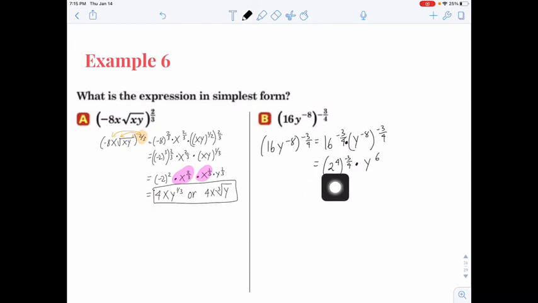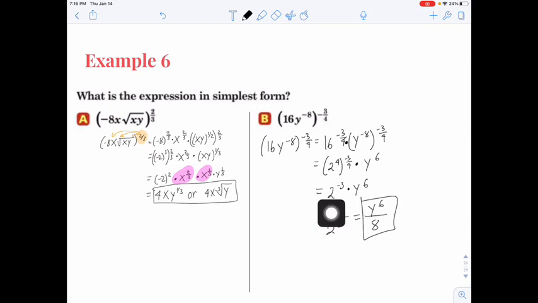So now we have 2 to the 4th raised to the negative 3/4 power times y to the negative 8 raised to the negative 3/4. We can multiply these two exponents: negative 8 times negative 3 gives us 24, divided by 4 will give us just y to the 6th. We can do the same thing with our 2 to the 4th raised to the negative 3 over 4th power. The 4 in the numerator and denominator will undo each other to create a 1, and we're left with just 2 to the negative 3rd power. Bring down your y to the 6th.